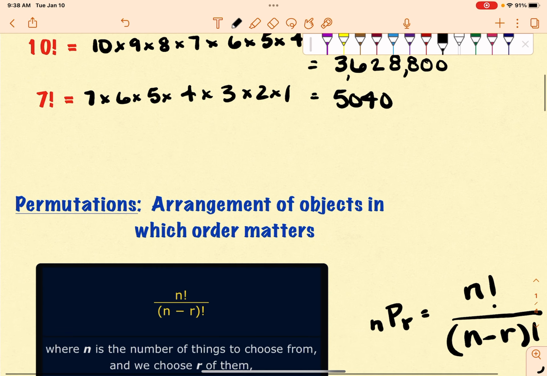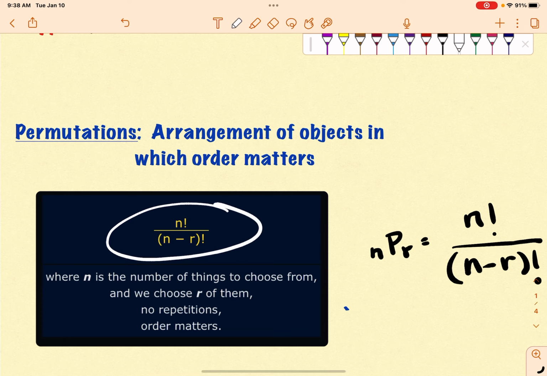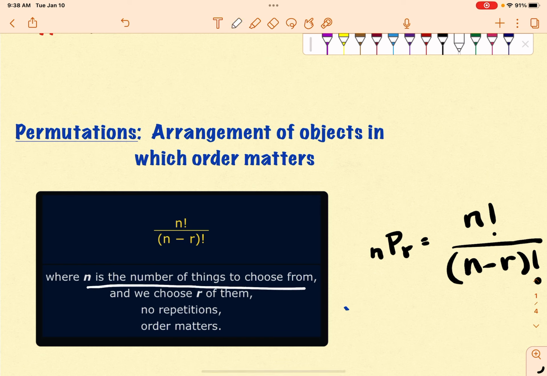So permutation is when you arrange objects and you have to arrange them in a certain order. So they often use a formula. Here is our formula for permutations. You'll notice that they use both an N and an R in here. So N is the number of things that you choose from. So N is your total number of things. And R means how many you're choosing in each group.